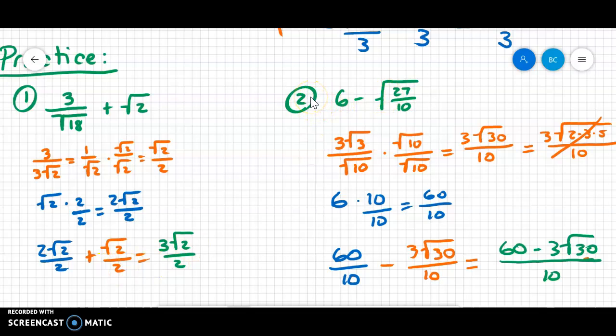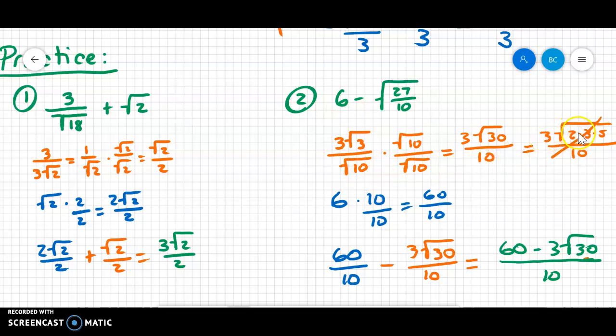For problem number 2, I'm going to follow a similar process. I'm going to first simplify this second term because it is the one that's a little bit more complicated. I'm going to do that in red. Then I'm going to take the first term and give it a common denominator, and then I'm going to subtract them. Actually, there's nothing I can do to subtract them, so I basically just put everything in the numerator over 10. I did not talk through this part of it, but I think at this point you probably have that down.